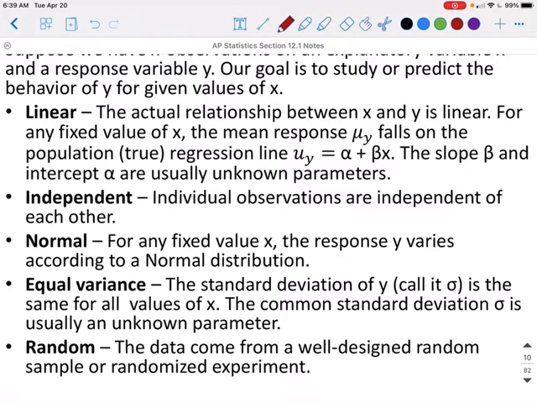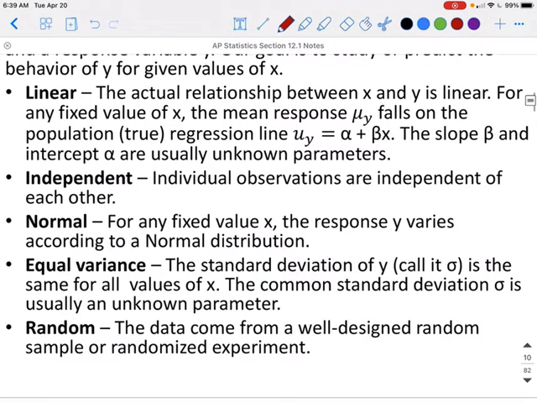For any fixed value of x, the mean response, mu sub y, falls on the population or true regression line of mu sub y equals alpha plus beta x. The slope beta and the intercept alpha are usually unknown parameters. We need to have independence, so individual observations are independent of each other. It needs to be normal, so for any fixed value x, the response y varies according to a normal distribution.